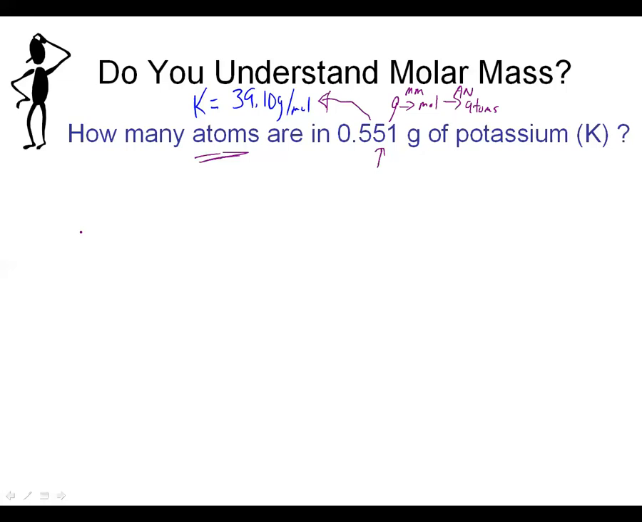So if we start with our 0.551 grams of potassium, again, going to the periodic table and getting our molar mass, we see it's 39.10 grams per mole. Again, at this point, the grams would cancel each other out. You don't have to get an answer at this point, but if you did, the answer you would have is something like 0.01409. I'm just going to take it out to a few digits, moles of potassium, which is close to what we need, but we want atoms.